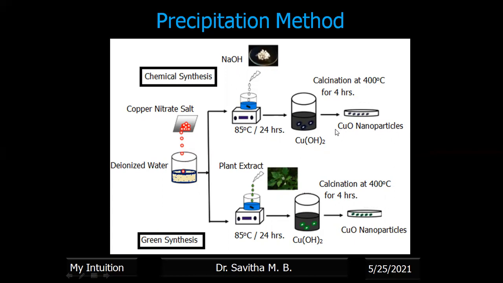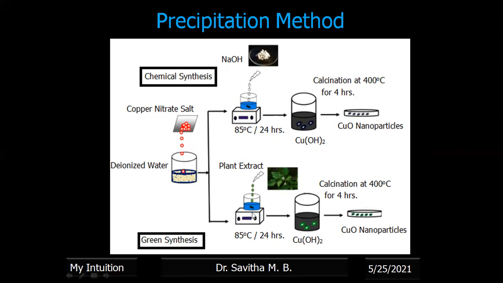We have to characterize. Okay, the second method: the same copper nitrate precursor solution is taken, and it is also stirred for 24 hours at a temperature of 85 degrees. But here, instead of a chemical like sodium hydroxide, some plant extract is added. Okay, now the reaction is the same. You will get copper hydroxide.